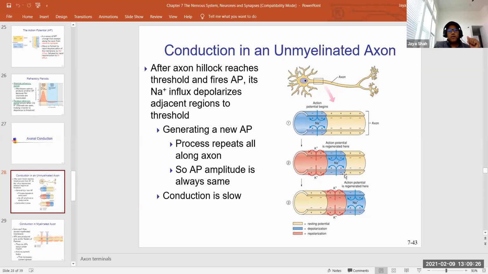Okay. So generating a new AP, action potential, process repeats all along the axon. And so action potential amplitude is always the same. Okay. And conduction is slow.